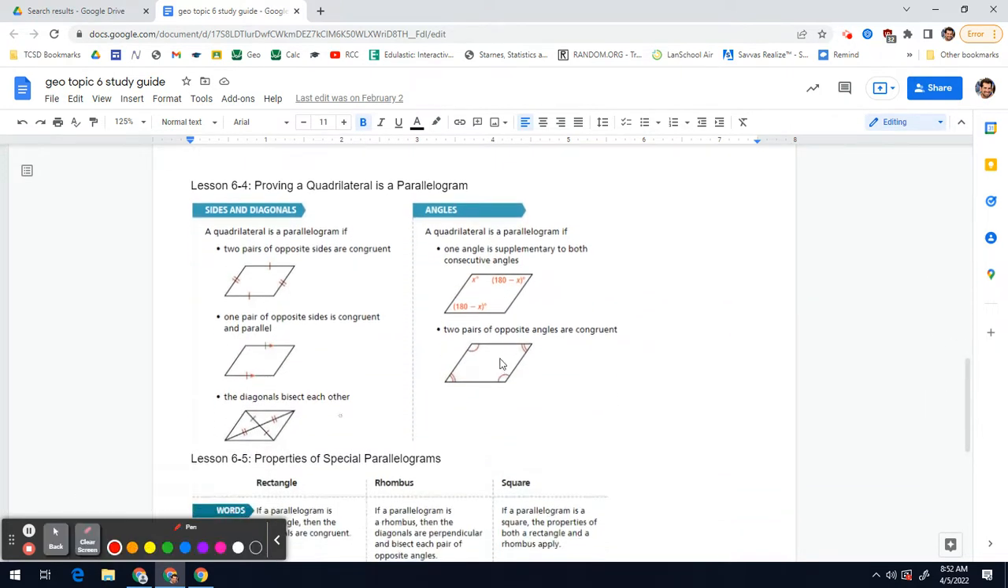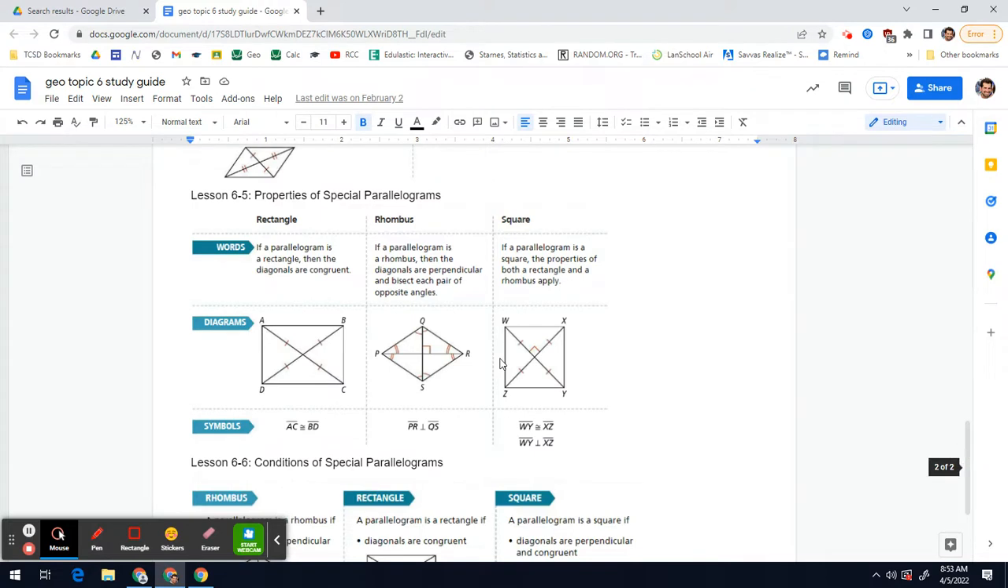6-4 is just the converses to 6-3. So again, I don't think you'll need to specifically know these, but there they are. All right, and then you have your special parallelograms, right? So now one of the things you'll see on the state test is, okay, so this is a parallelogram, right? So from a parallelogram, you have two breakoff points. First, you have what's called a rectangle.